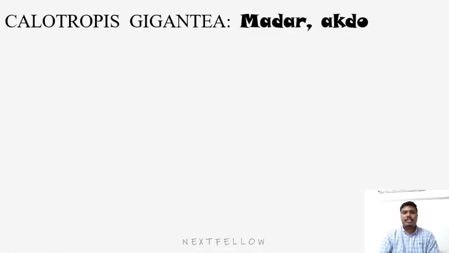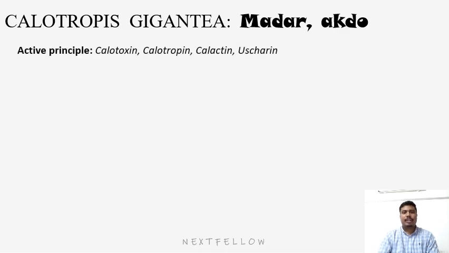The other poison is Calotropis gigantea, also known as madar or akra. The active principle of Calotropis is calotoxin, calotropin, calactin or uscharin. Now it can be used to fabricate wounds. When the milk derived from the leaves, shoots and roots of these plants is applied to the skin, it causes vesication, ulceration, and when instilled into the eyes, it causes conjunctivitis, keratoconjunctivitis.